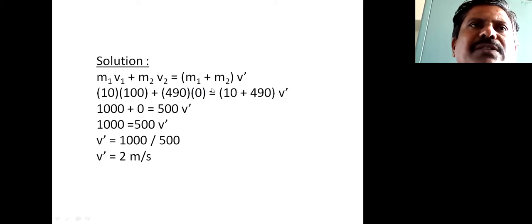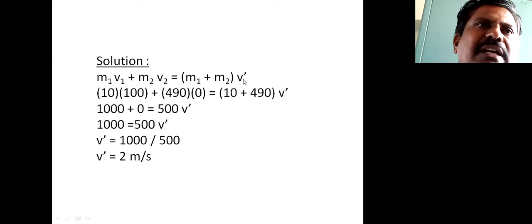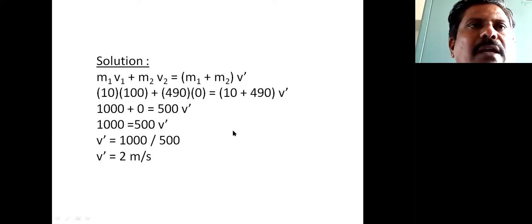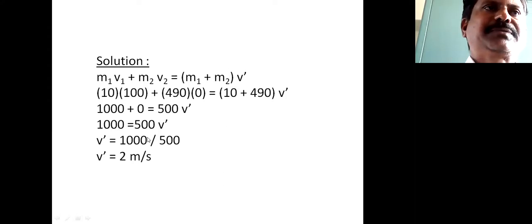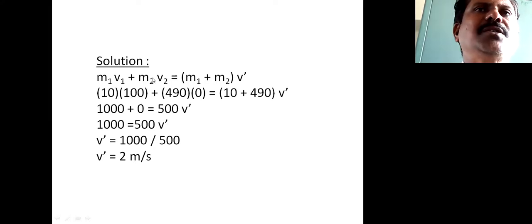m1 v1 plus m2 v2 equals m1 plus m2 into v dash, because the collision is inelastic, so the bullet and the wooden block combine together and move as a single mass. This is 10 into 100, the bullet's mass in grams and velocity, plus the mass of the block, 490 grams, into 0 because it is at rest.